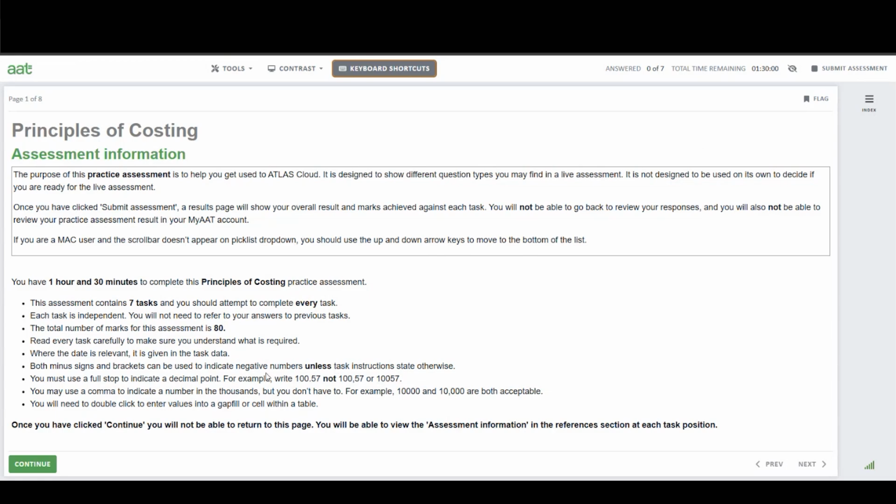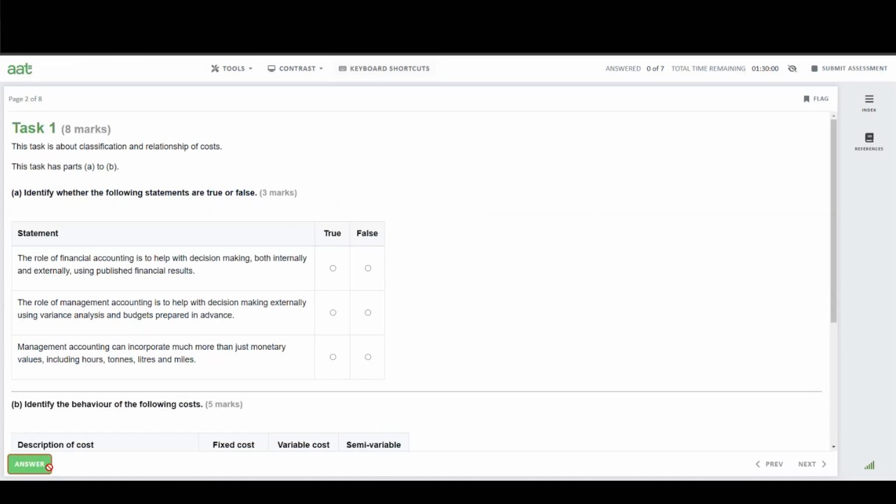Okay, let's make a start then. So we'll click continue. At the top of each task, it does tell you about what the task will be covering. So this task is about classification and relationship of costs. We're told that the task has parts A to B. Make sure you've completed all parts of the task before you move on to the next one.